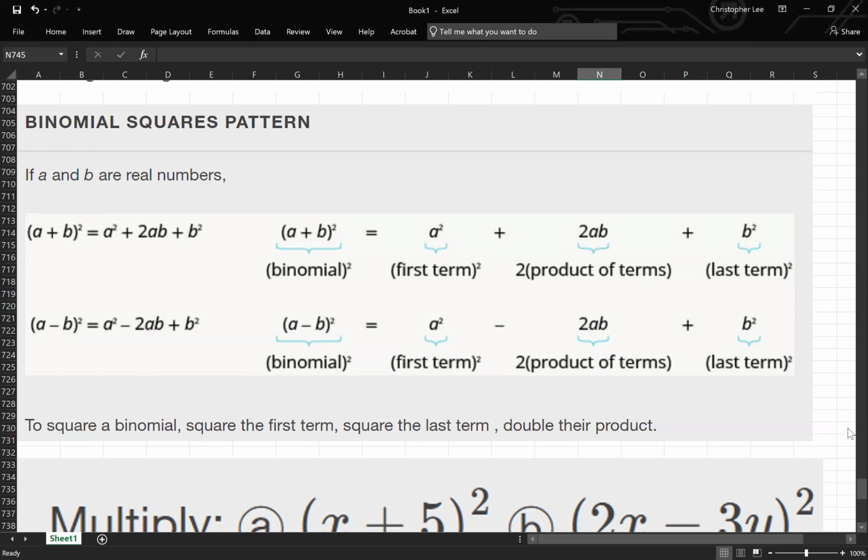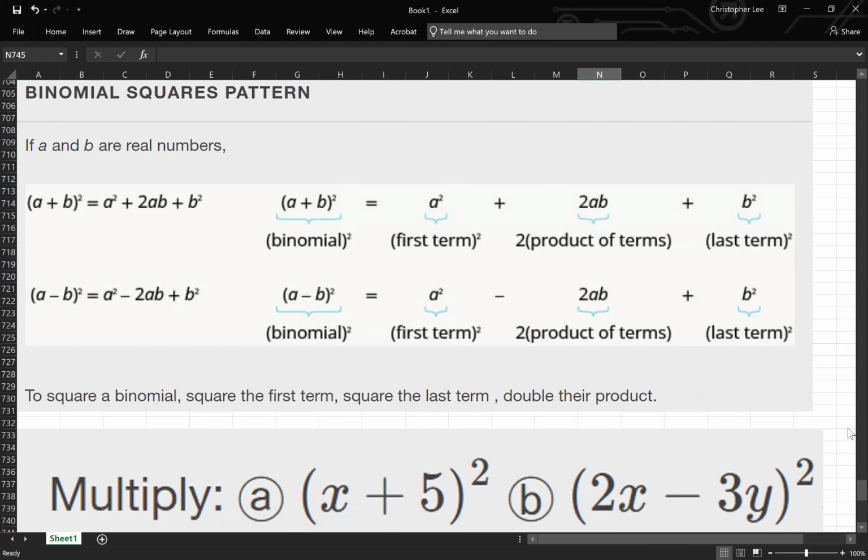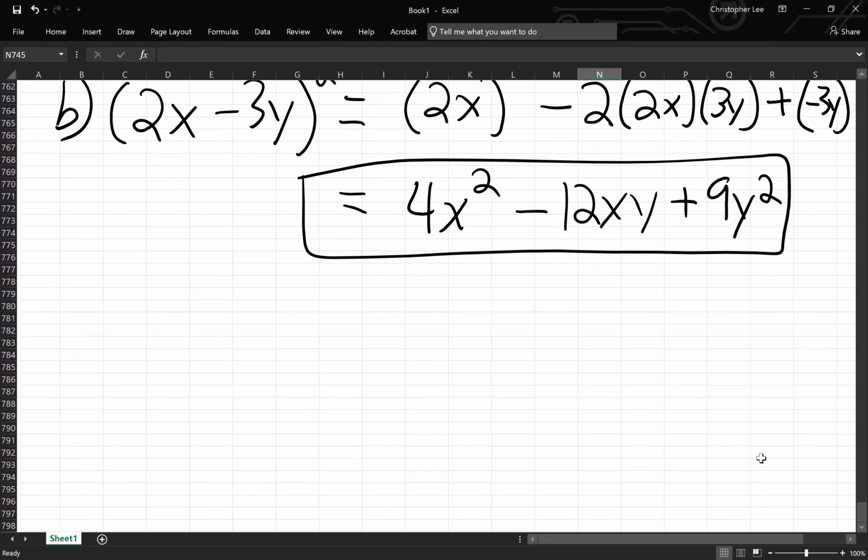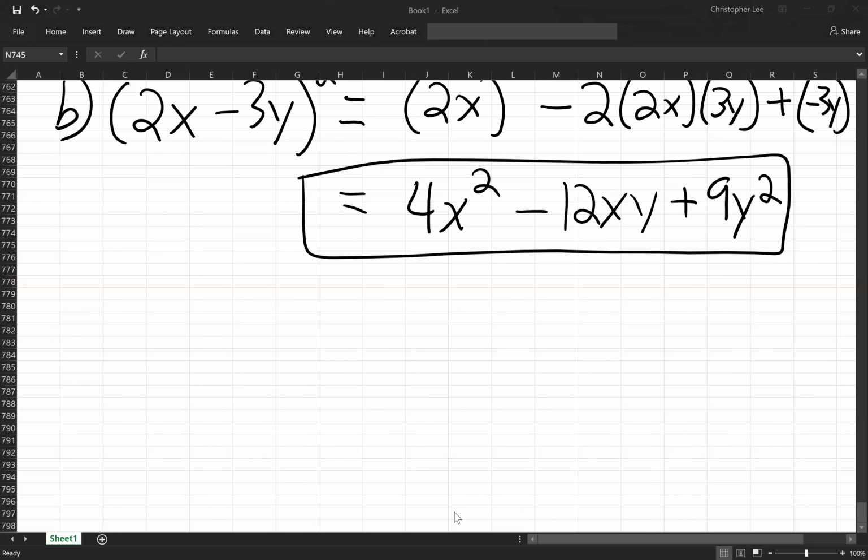Nah, that's it. Those are the only two formulas. What I was doing before was explaining the formulas. Feel like we kind of get this, so let's move on.